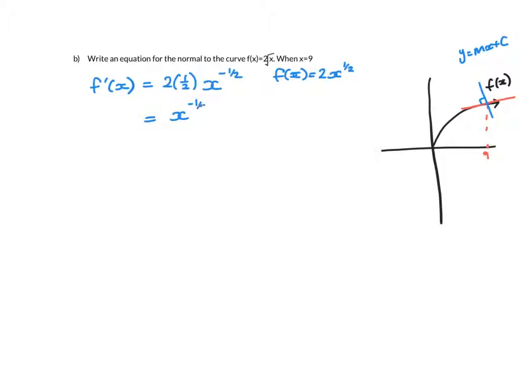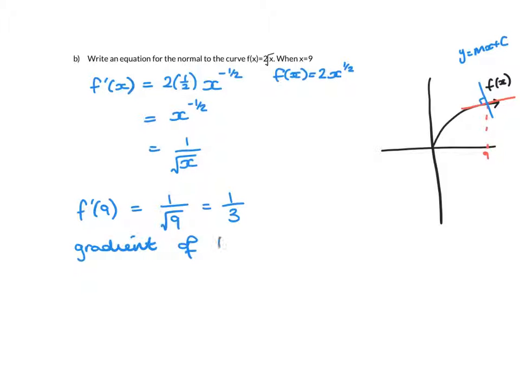X to the power of negative a half, or 1 over x to the power of a half, and the half can be written as a square root. So that is the derivative. When x is 9, the derivative is 1 over the square root of 9. The square root of 9 is 3, so it's 1/3. That is the gradient of the tangent, 1/3.